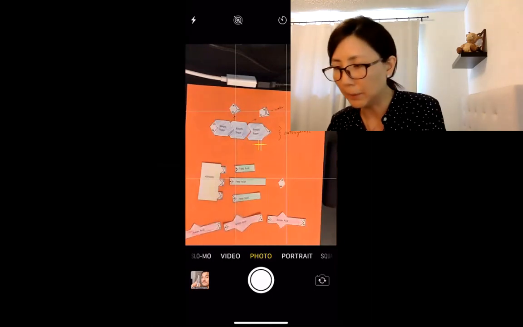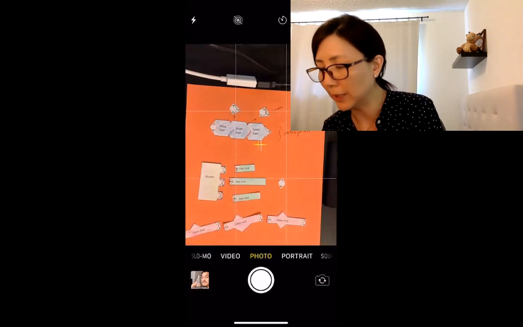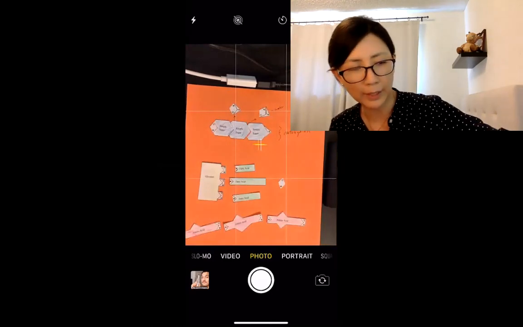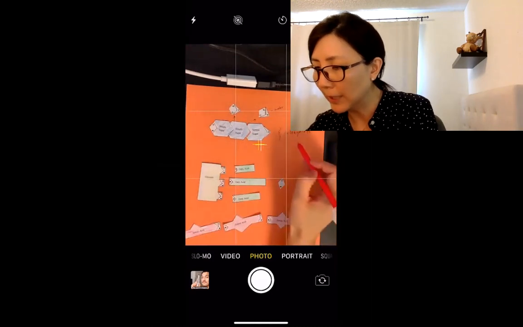You can do glue. This is not an art project. I'm not judging you on how neat you cut out things, just that you get the gist of it. So this is a carbohydrate.